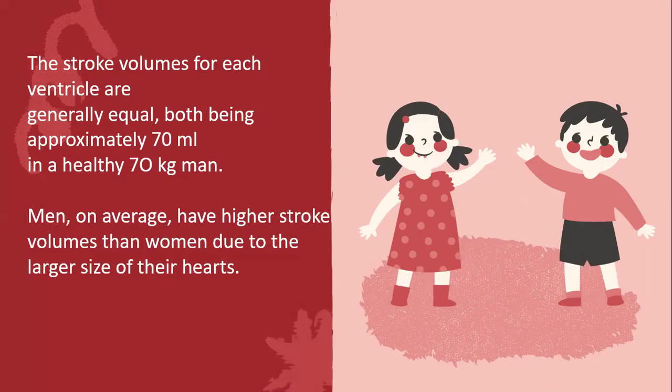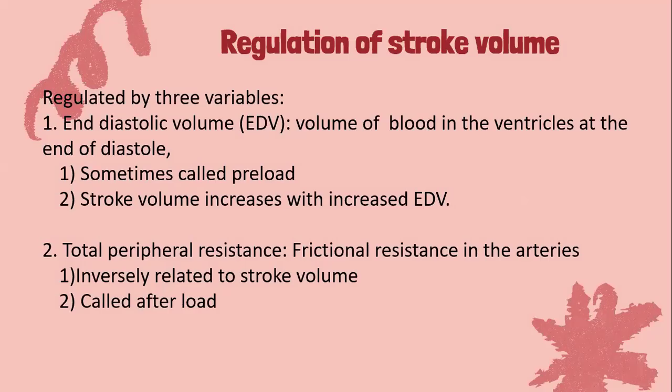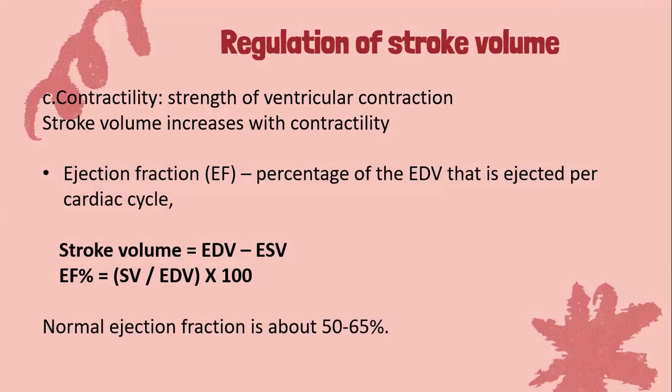Usually, the stroke volumes for each ventricle are equal, both being approximately 70 milliliters. But men usually have a larger heart, so they have a higher stroke volume compared to women. So, how do we regulate the stroke volume? Stroke volume is regulated by mainly three variables: end-diastolic volume, total peripheral resistance, and the contractility of the heart.